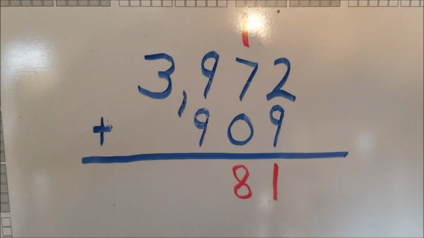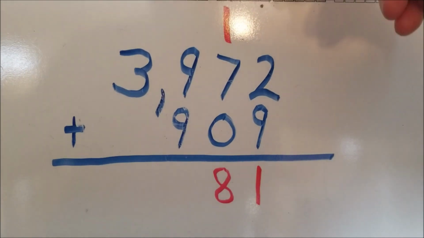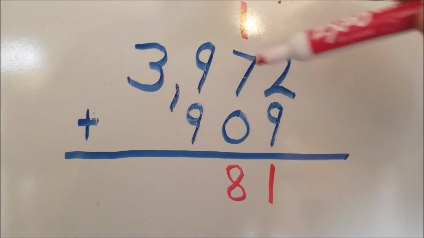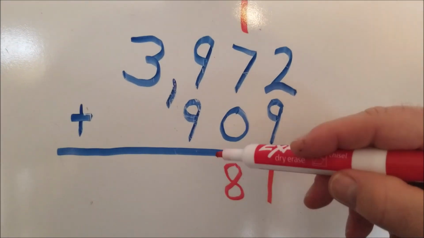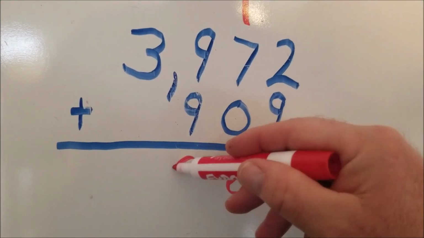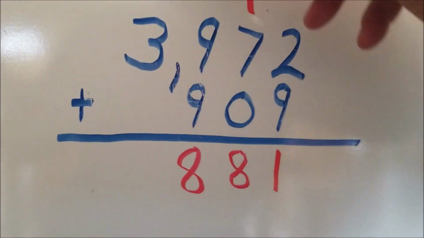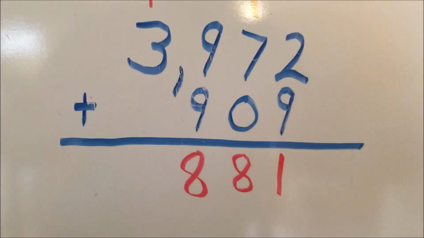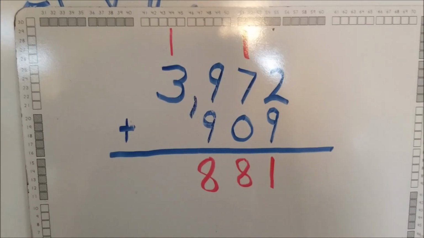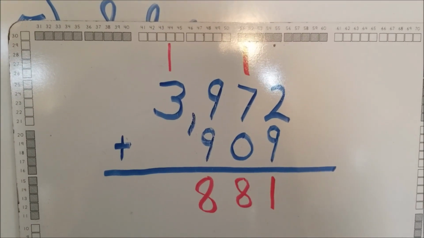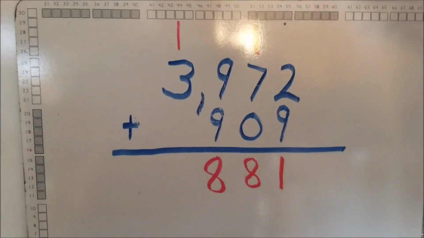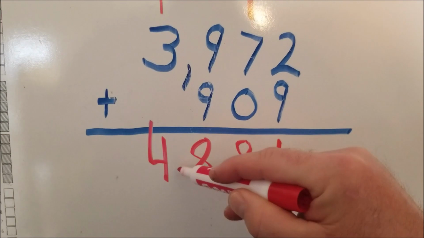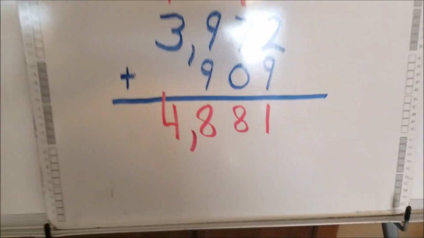And then we go to the hundreds column, and we're going to add 9 plus 9. That equals 18. Put the 8 down in the hundreds column. Make a new 1,000. And then we add up the thousands column. 1 plus 3 is 4. There you go.